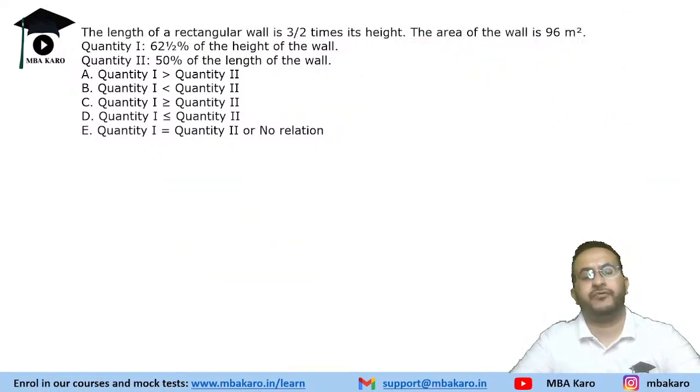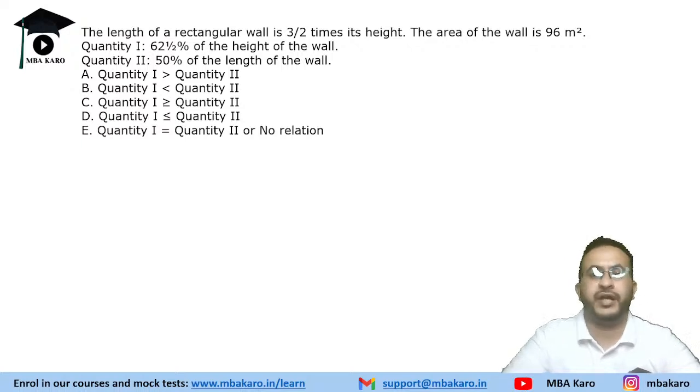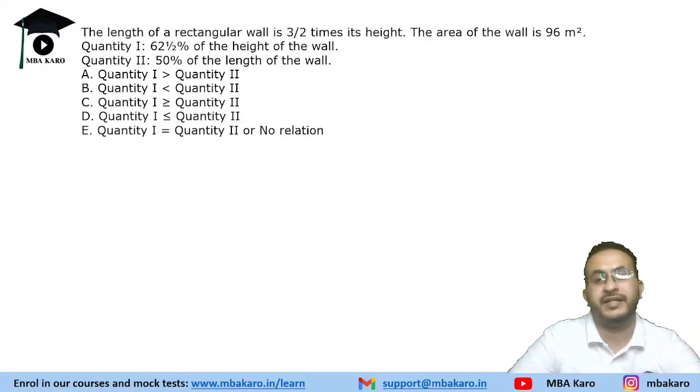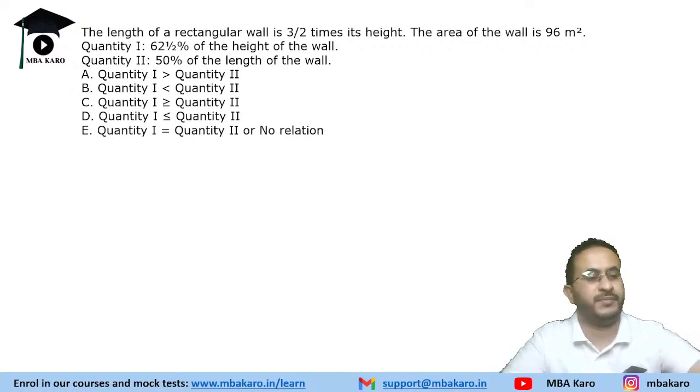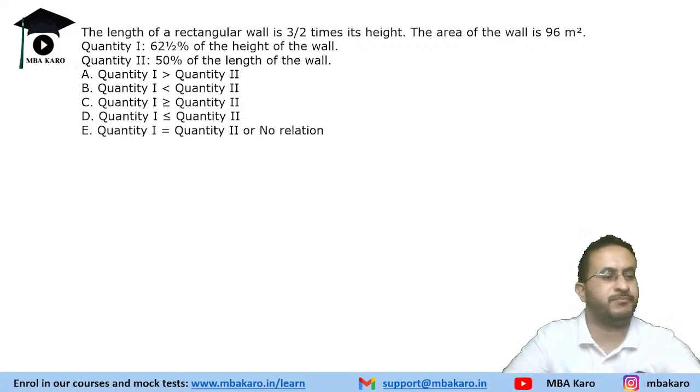The length of a rectangular wall is 3 by 2 times its height. The area of the wall is 96 meters square. This is an easy one, 62 and half percent of the height of the wall, 50% of the length of the wall. Now, mocks will definitely have standard solutions, because in text solutions, you cannot explain those shortcuts, right? For shortcuts, you will have to watch some classes to understand how to approach the questions in a better manner.